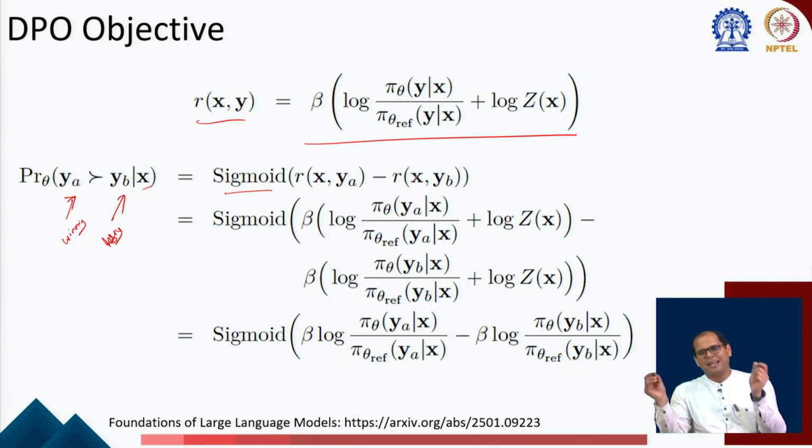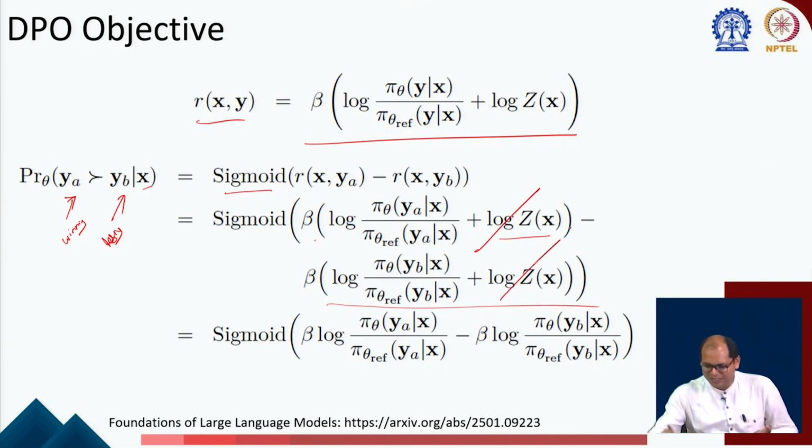Okay, I will put back the analytical form. So, this is beta times log pi theta y a given x divided by pi theta ref y a given x plus log g x minus, and you see how g x will vanish. So, g x will cancel out, good. I did not know how to compute it, so it is gone. Now it is sigmoid of beta log pi theta over pi theta ref for the winning sample minus beta log pi theta over pi theta ref for the losing sample.